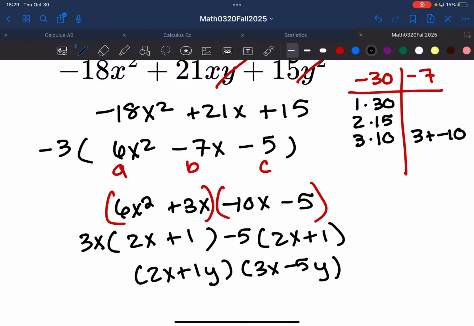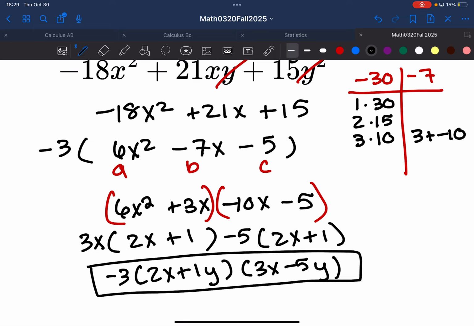Good. When we check, remember we did the FOIL method the other day to check if we got our answer correct. We're going to end up doing x times x, which gives us x squared, and y times y, which gives us y squared. And then there's one more thing that we're missing from our answer: the negative 3 GCF, because we can't forget about that either, or the y's that we crossed off. So that would be our answer.